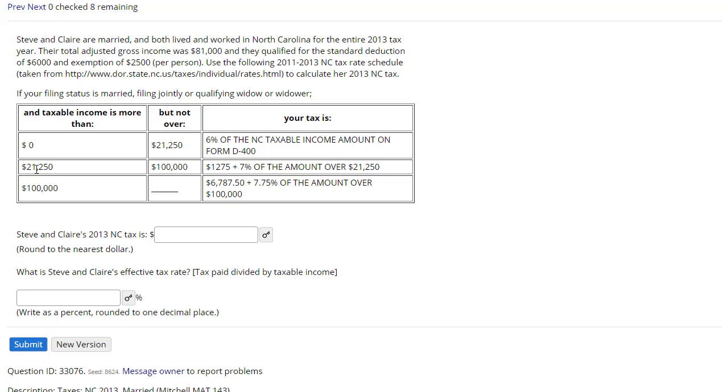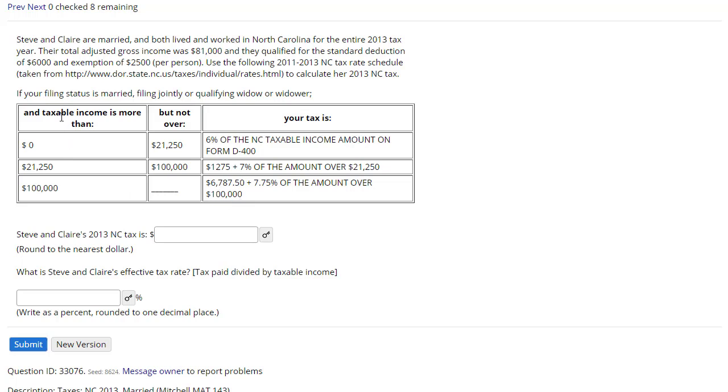If its income is more than 21,250 but not over 100,000, then it's $1,275 plus 7% of the amount over 21,250. So this is actually doing all that work for us. All that work we just did in that last problem, this table's doing it for us because this 1275 is 6% of this.